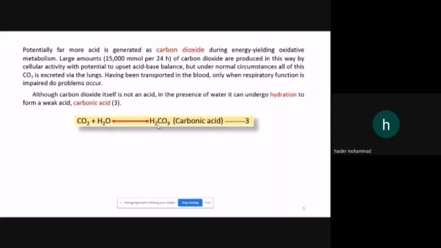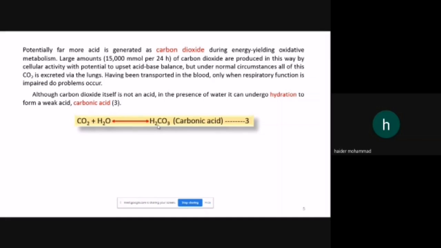Why? Because it undergoes hydration, reacts with the water in the blood to give the weak acid, which is carbonic acid. وهذا يصير له partial dissociation, so it will release hydrogen ions. إذا هو source for the hydrogen ion. إذا طلاب، you have to know لازم تعرف إنه عندنا source للهيدروجين ions.